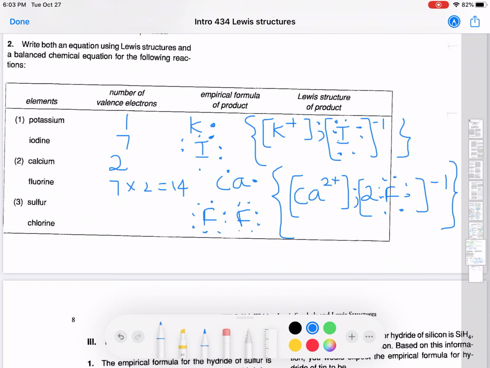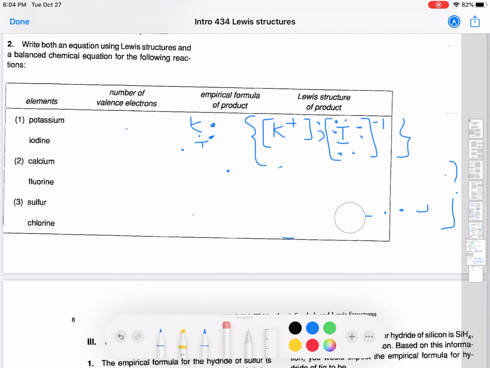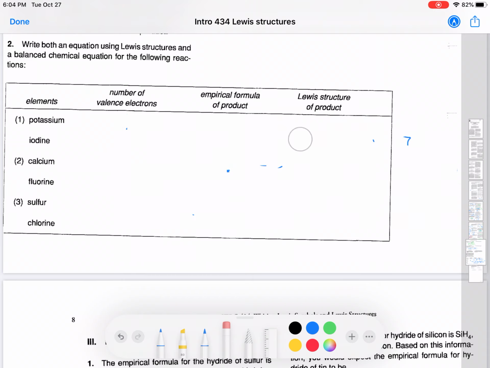One calcium and 2 fluoride ions. Those are the Lewis structures for the 2 ionic compounds. And then the sulfur and the chlorine, I'm going to go ahead and erase this since I don't have space. And then the sulfur and the chlorine, number of valence electrons.